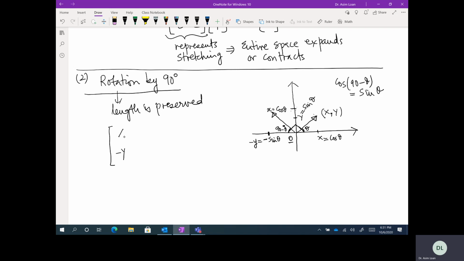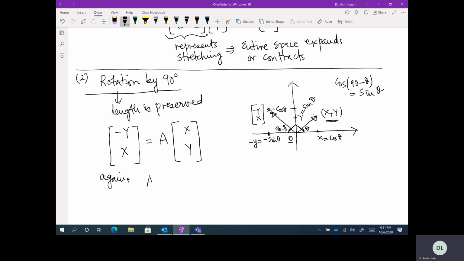Yes, sorry. So this one is the x component, which is minus y. This is the y component, which is x. So the matrix A times (x, y): this vector (x, y) is transformed into this vector, which is (minus y, x). Because this component is minus y, and the vertical component is x.